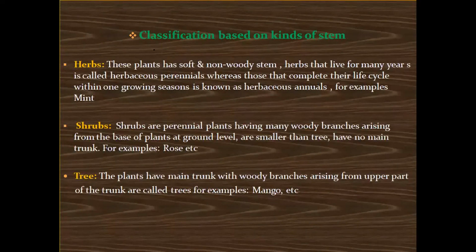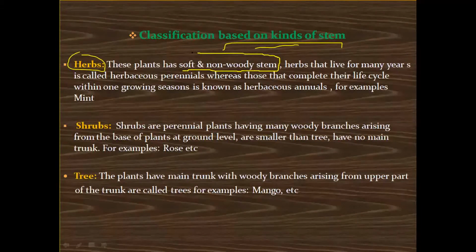The next class of horticulture crops is classified based on the kind of stem. It is classified into three groups. The first one is the herbs. The herbs are those plants which have a soft and non-woody stem. This is the most important property of the herbs.